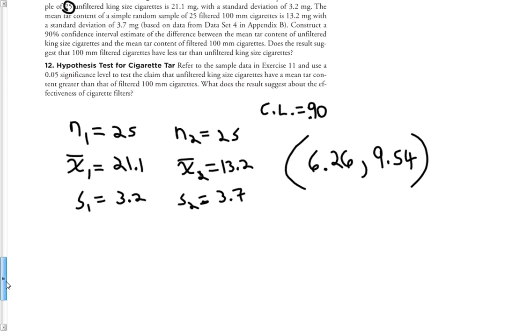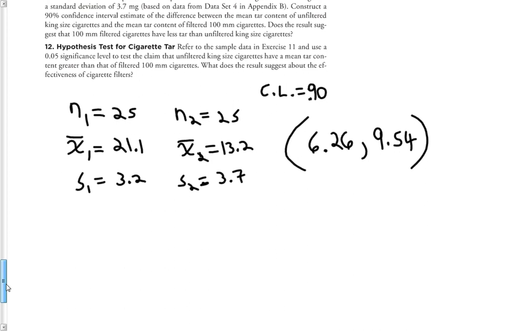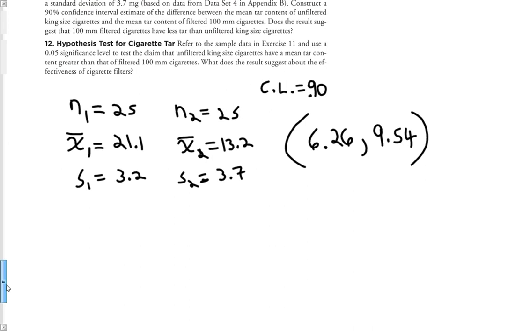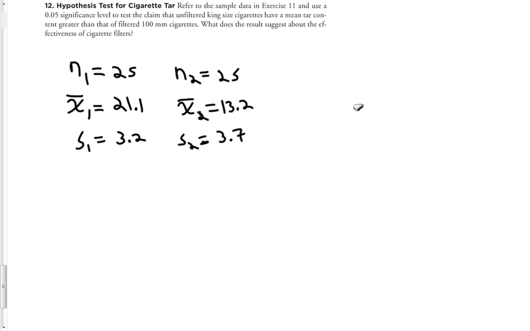Notice the significance level is different here. Up there I wanted a 90% confidence, which was an alpha of 0.10. Down here I want an alpha of 0.05, so the significance level is slightly different. All right, let's get rid of this information here. That's the sample data information, so let's keep that. Actually, let's come up with our null and alternative hypotheses first.